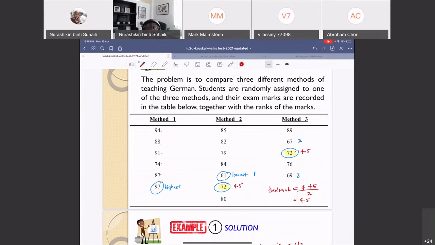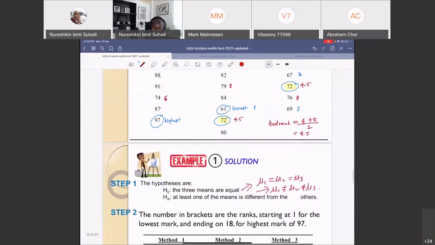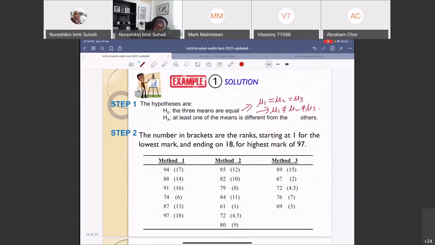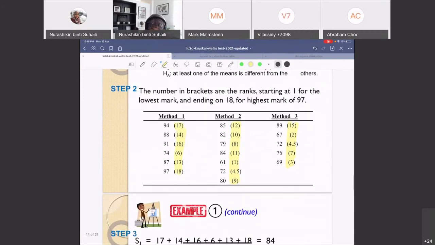The next value after 72 is 74, so this should be rank 6, and then 7 for 76, then 8, and so on until you finish. I expect you know how to rank it, so I just wanted to show the tied rank just now. These are the correct ranks, the ones that I highlighted over here. You're supposed to get this. That is what is meant by combining and ranking the data. You combine all the data and rank them.